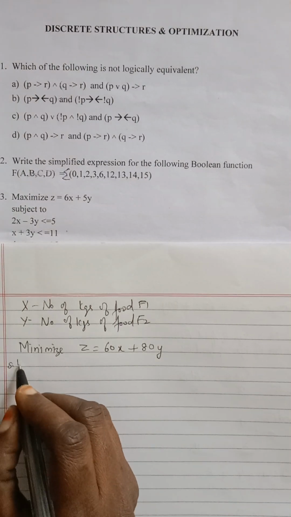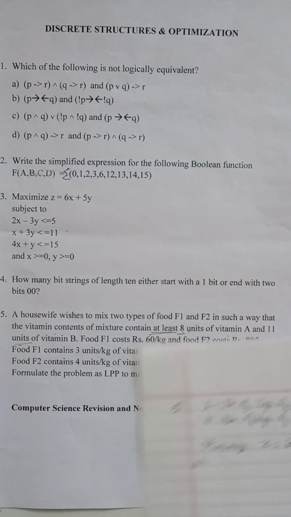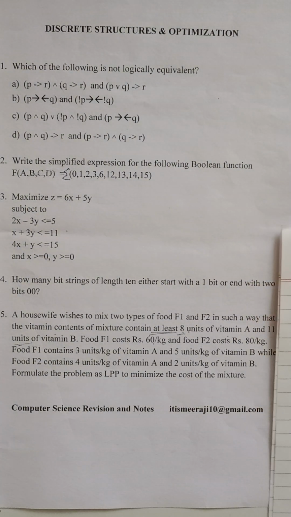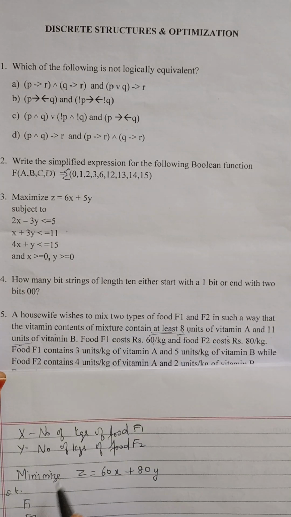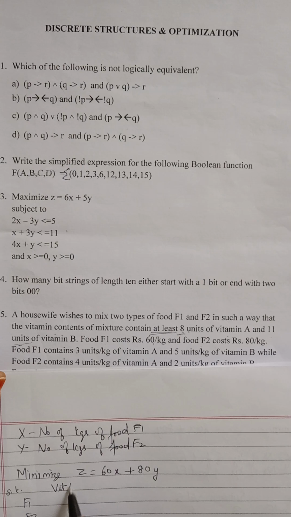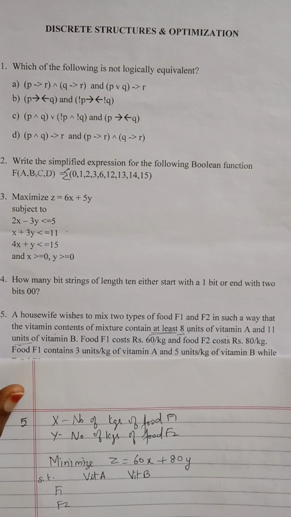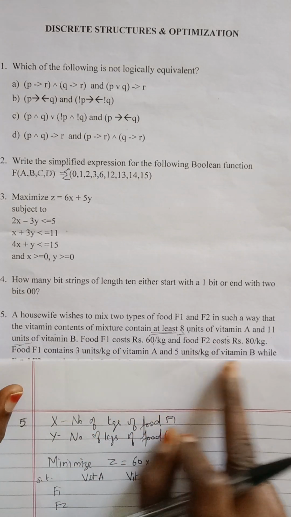So such that, okay, so what are the constraints? Here to know the constraints, we need to form a table, that is food F1 and then food F2. There are two foods F1 and F2, and for each food they have vitamin A and then we have vitamin B. So here food F1 contains 3 units of vitamin A and 5 units of vitamin B.